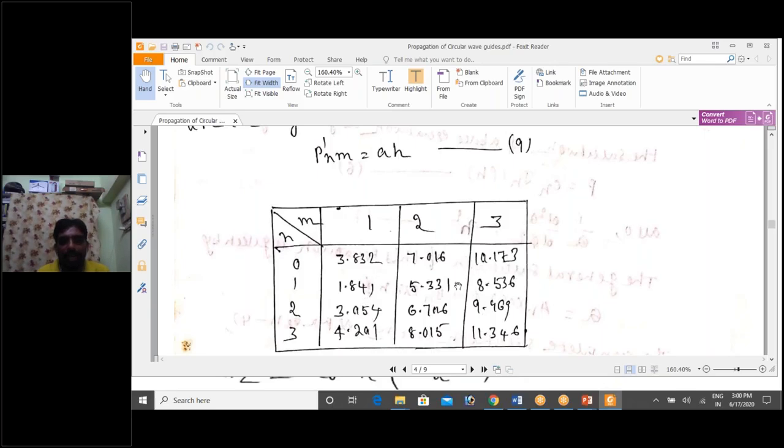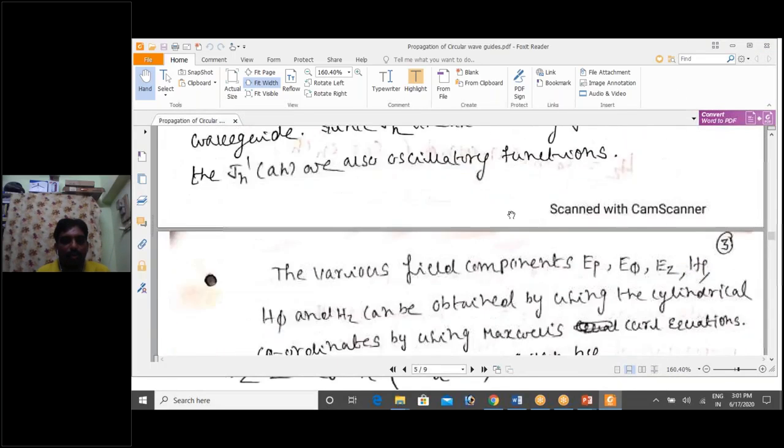Here we can observe the entire table: 3.83, 7.01, 10.17, like this. Here we can observe 1.841, and this is the lowest value, for the M and N mode TE11, or suppose you take transverse magnetic, this is for TM11. This is how we can say the dominant mode of all those things. And this is our final solution.